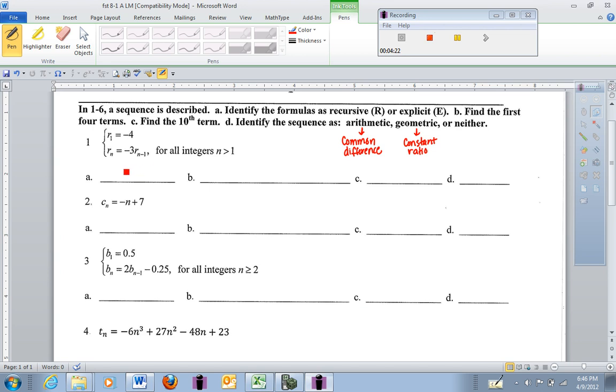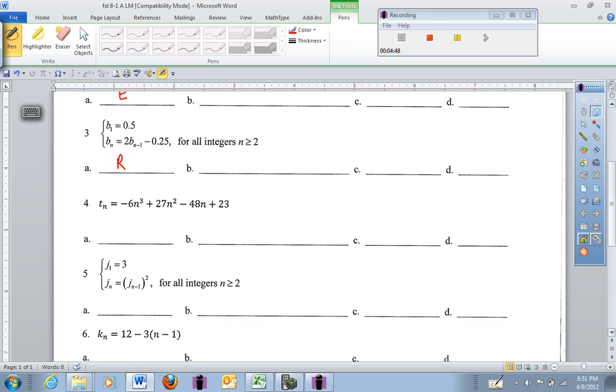On number 1, we're going to call this one recursive, and I'm just going to put an R for recursive. Number 2 is the explicit formula. Number 3, again, I see the set bracket. This one is going to be recursive. On number 4, I see a formula all spelled out. That's going to be explicit.